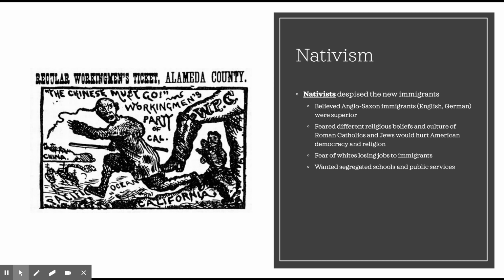And they also had a fear of white Americans losing jobs to immigrants. And they wanted to segregate schools. They wanted segregated schools and public services. They thought that by desegregating, by allowing these different cultures to come into the schools and get an education and work, they believed it would hurt American society and hurt American government.